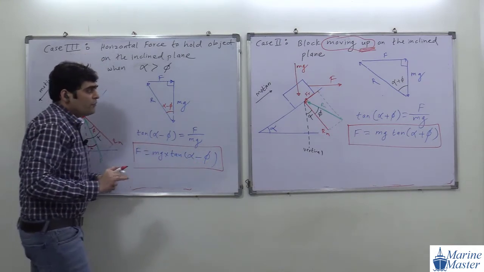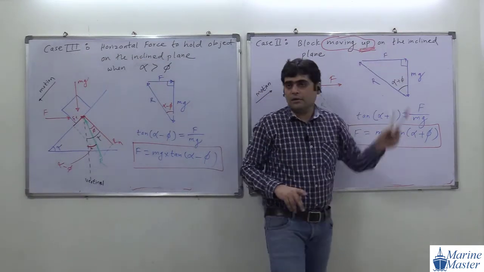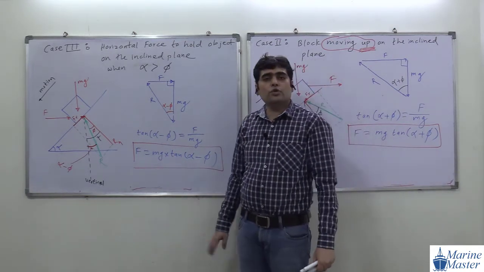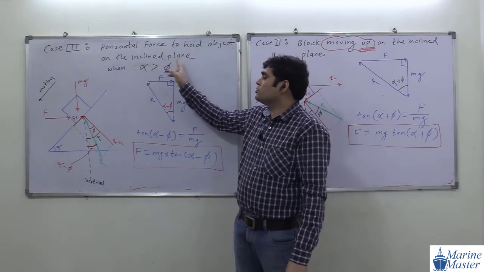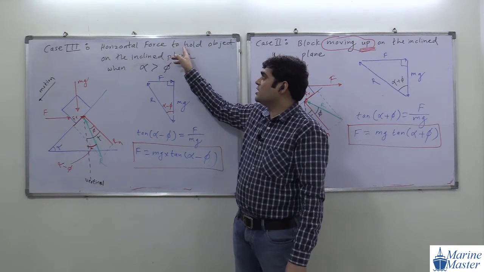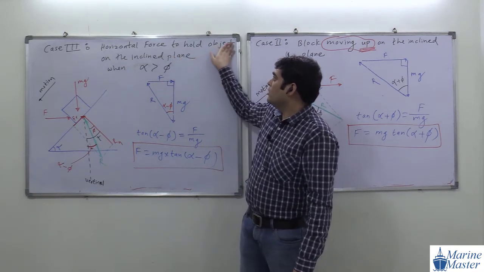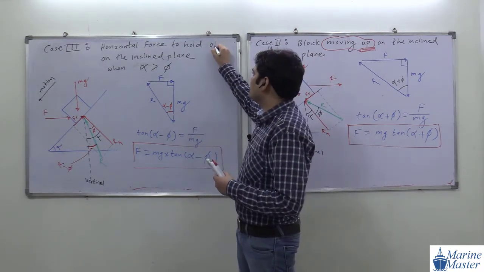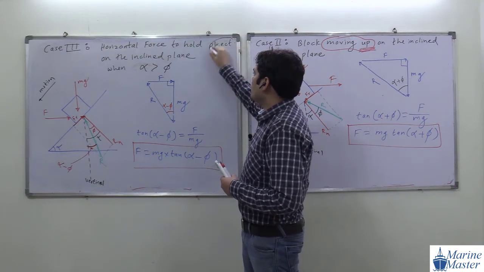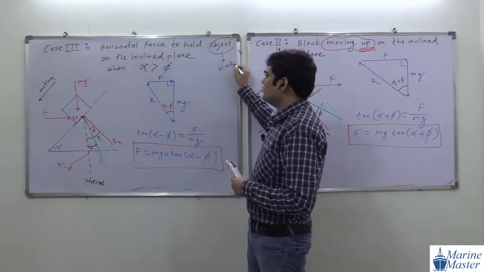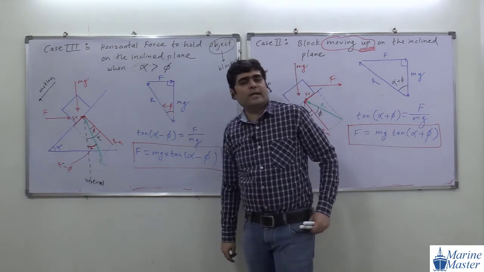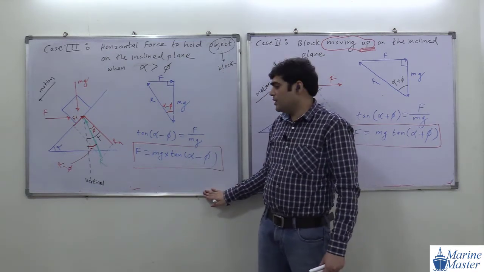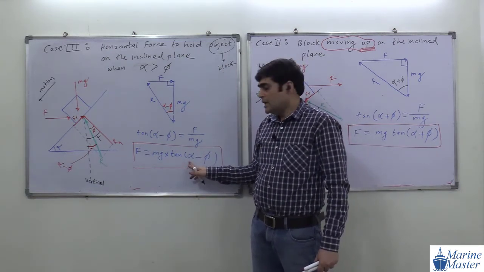Whenever we want to move the block up the plane, in that scenario F is mg tan of alpha plus phi. But whenever we want to hold the block, that is, a horizontal force to hold the block or object on the inclined plane when alpha is greater than phi, in this scenario the value of F will be equal to mg tan of alpha minus phi.